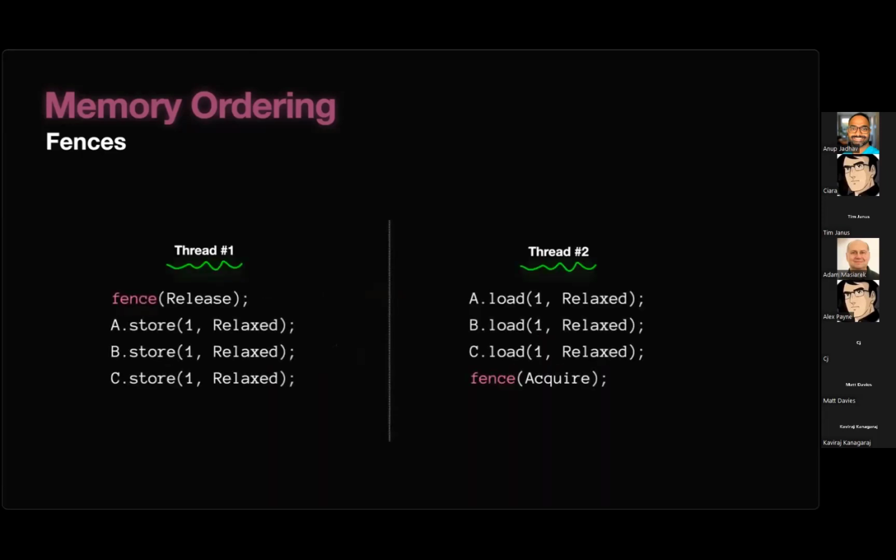So let's say we have one thread executing a release fence followed by three atomic store operations to different variables. And we have another thread executing three load operations from those same variables followed by an acquire fence. In this situation, if any of the load operations on thread two loads the value from the corresponding store operation on thread one, the release fence on thread one happens before the acquire fence on thread two.